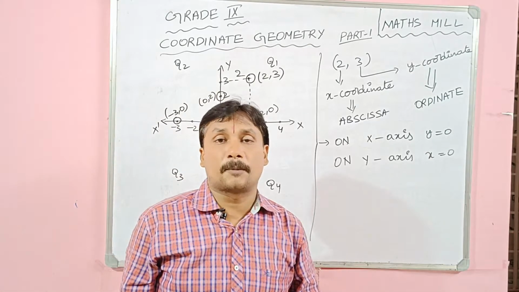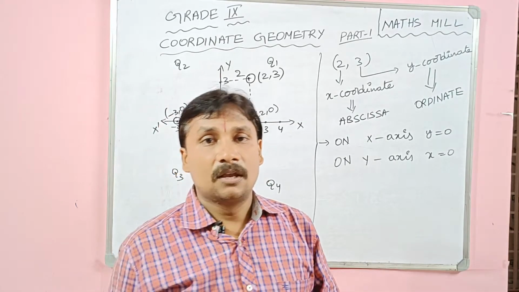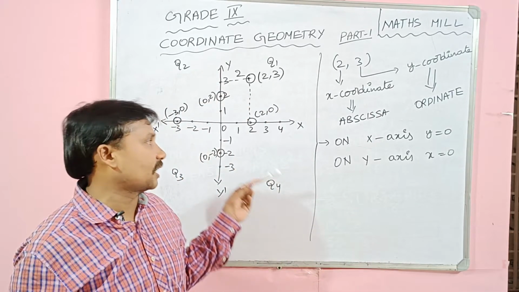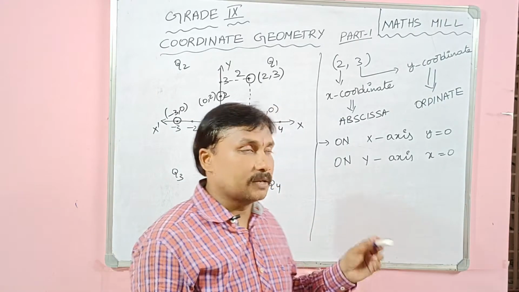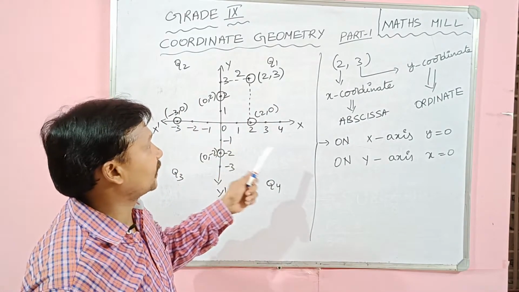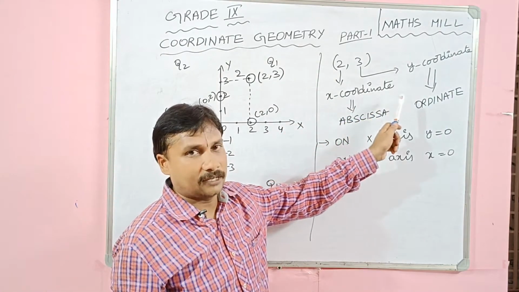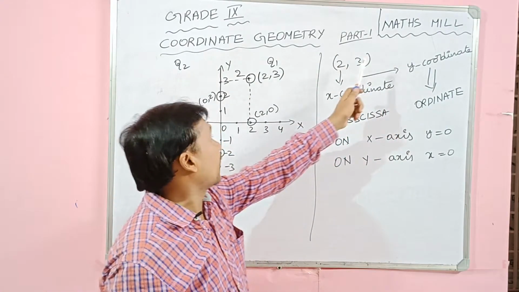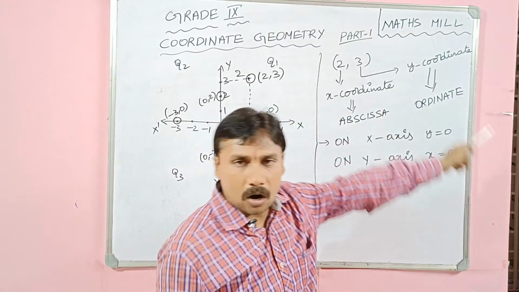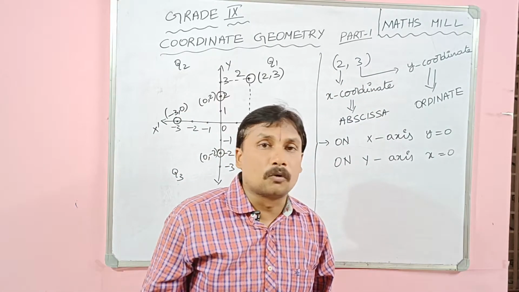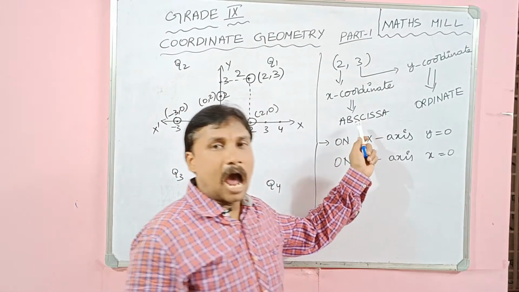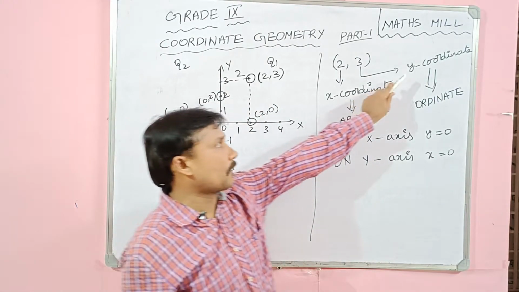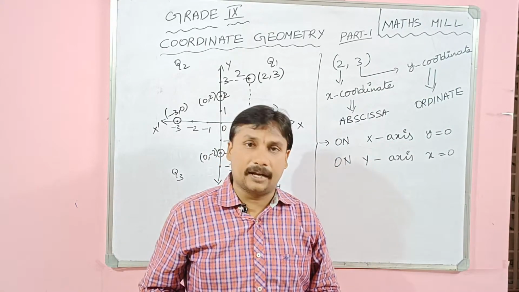So you have to keep a point in mind, that is, always we should mention x first, after that y. That means the value on the x-axis is called the x coordinate, and the value on the y-axis is called the y coordinate. There are also a few more Greek words: the x coordinate can be called the abscissa, and the y coordinate can be called the ordinate.